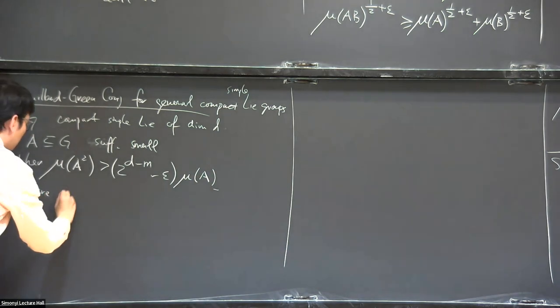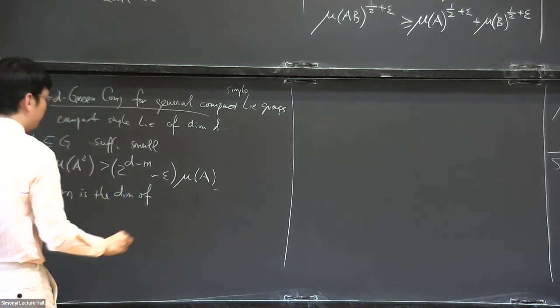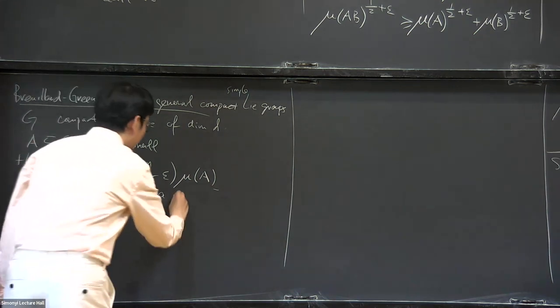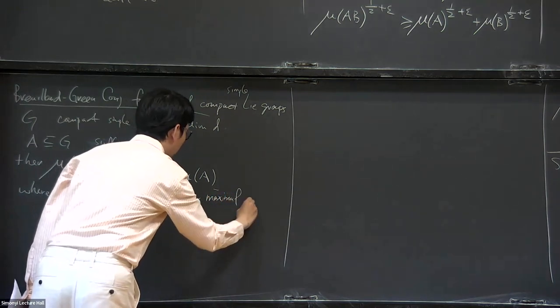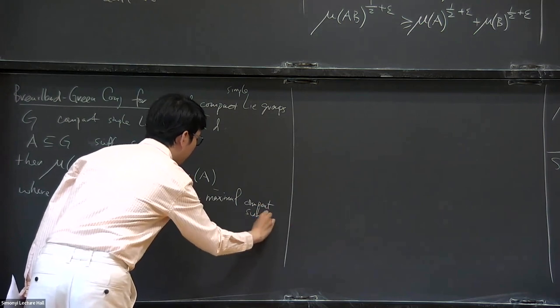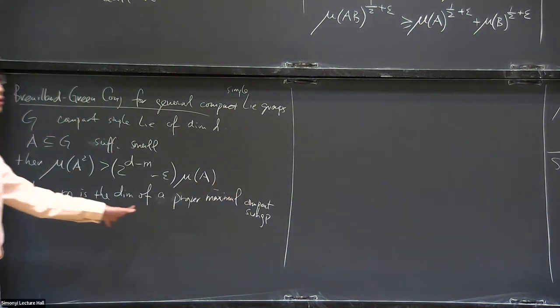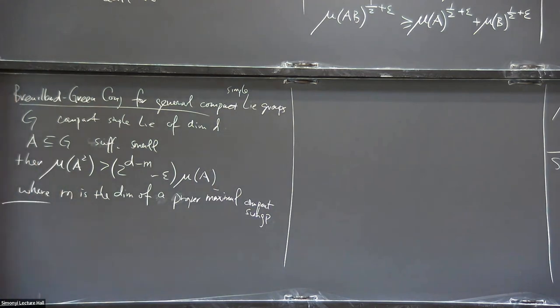Where M is the dimension of a proper maximal compact subgroup. This is well defined because all such groups are conjugate to each other, so it's sort of unique up to conjugation. Okay. If you look at this conjecture, you probably want to ask what happened for non-compact groups. So this is for compact groups.